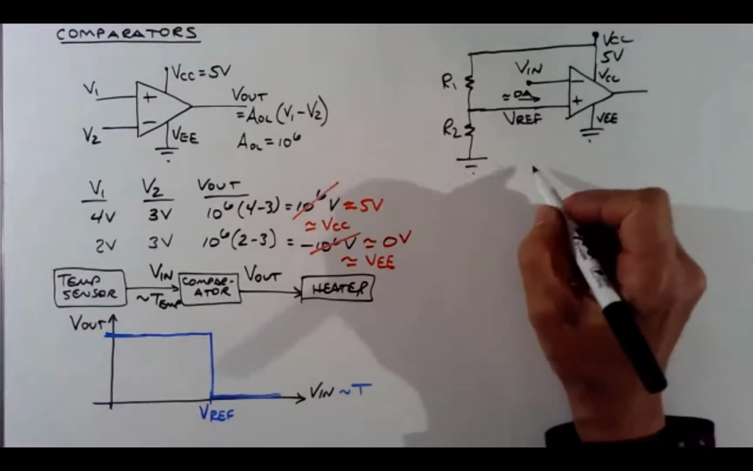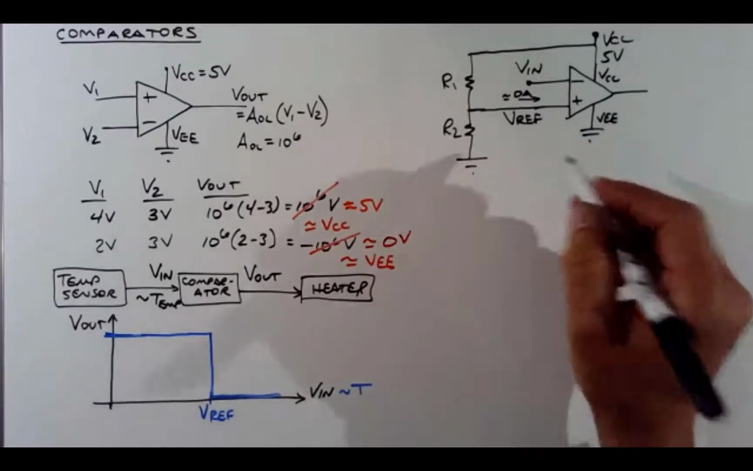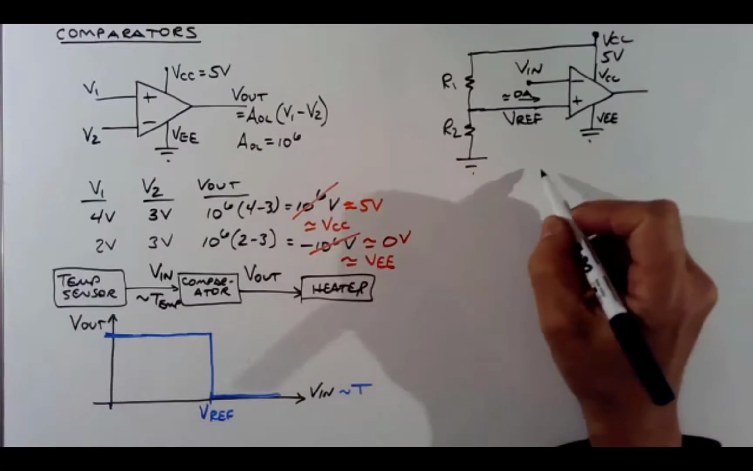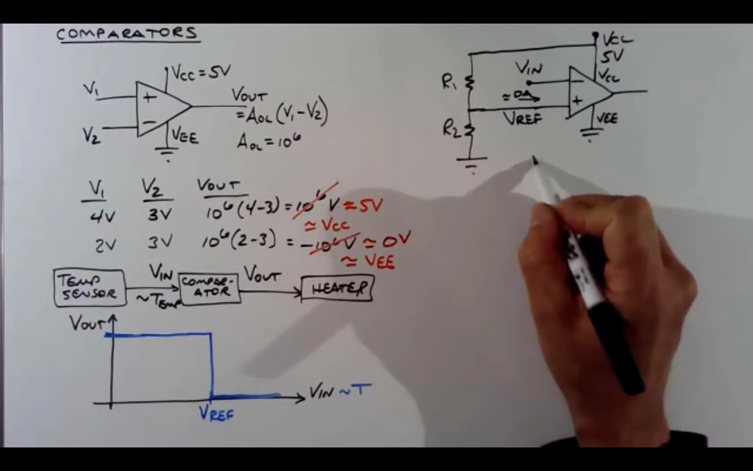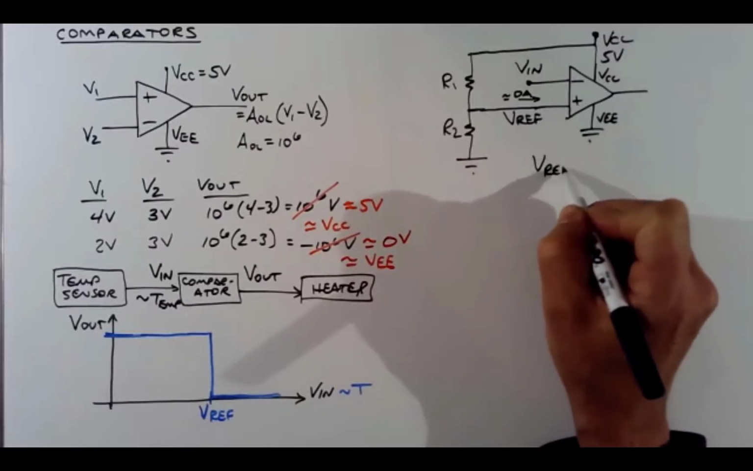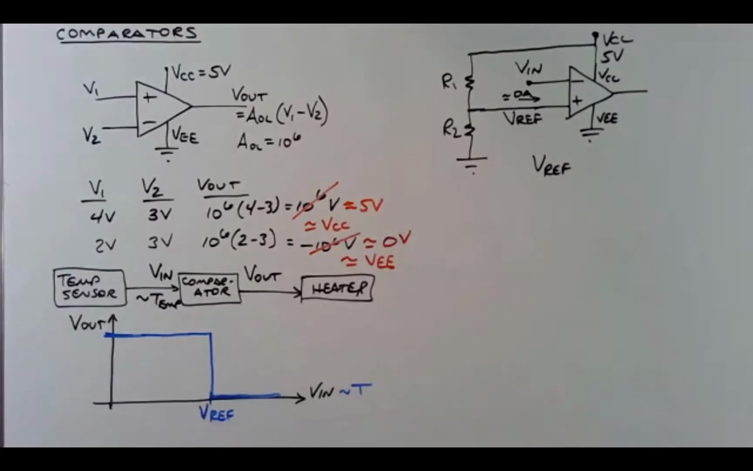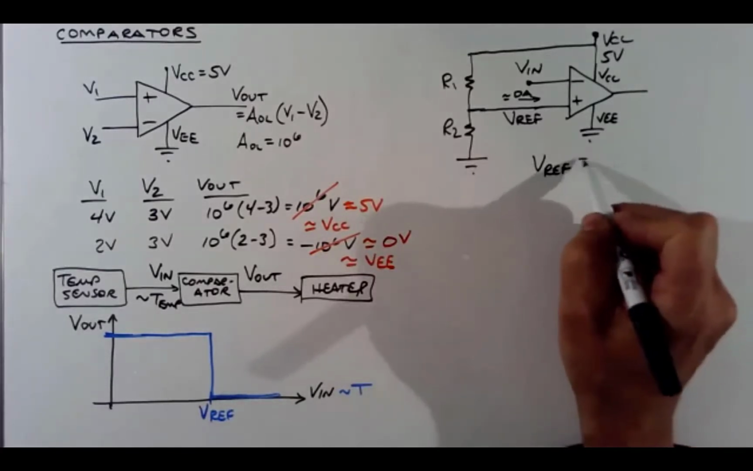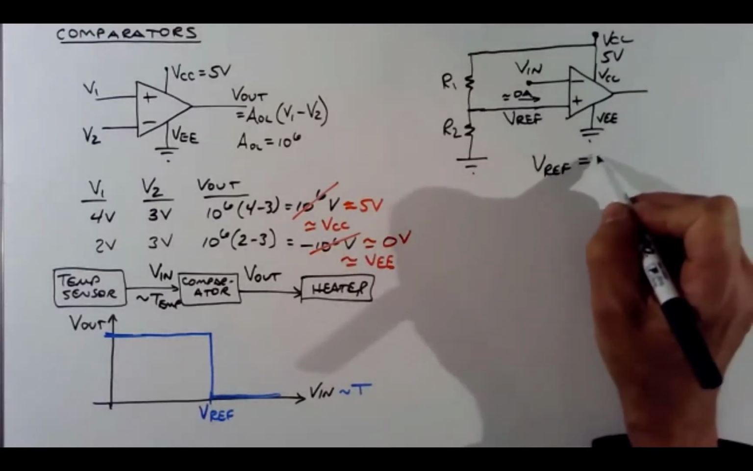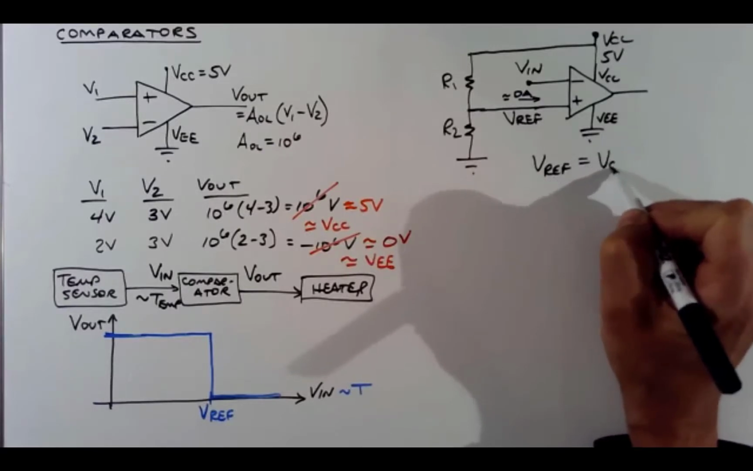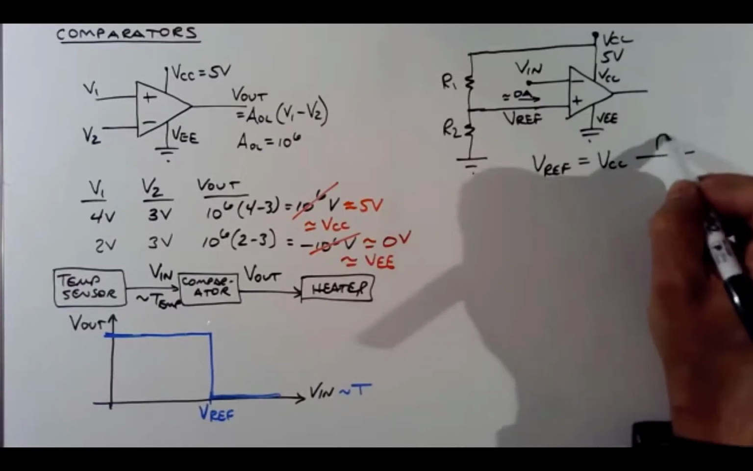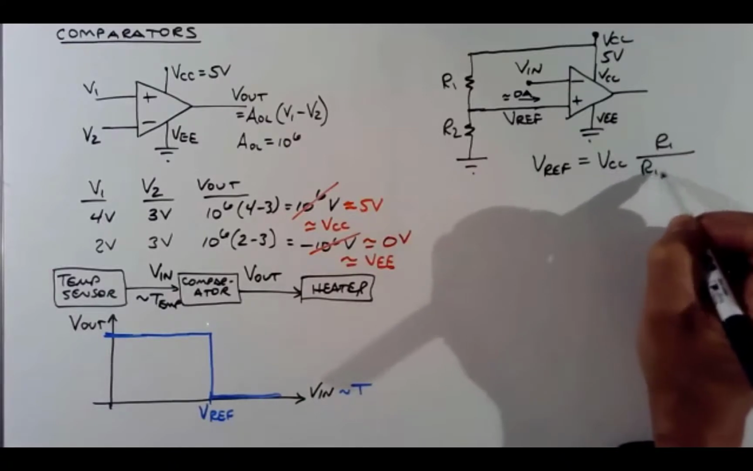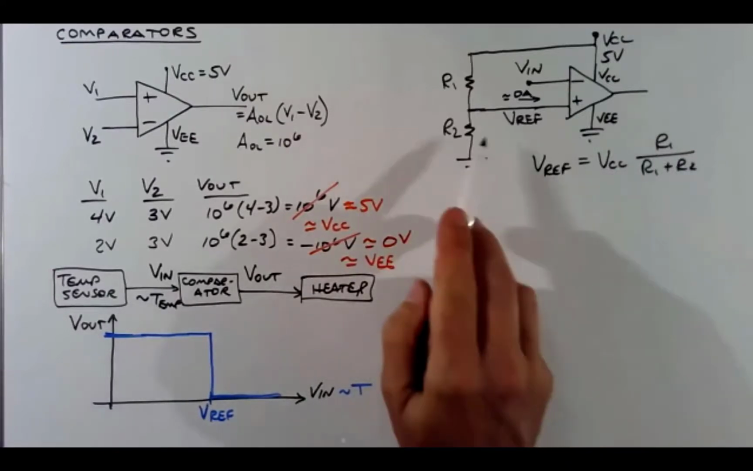Well, you could figure that out using voltage division, right? Going back to the early topics in class. If you wanted to figure out Vref based on resistor values, or likewise, you have a Vref and you want to calculate resistor values, you'd use voltage division. So this would be VCC times R1 over R1 plus R2, right? Because you're trying to find the voltage.